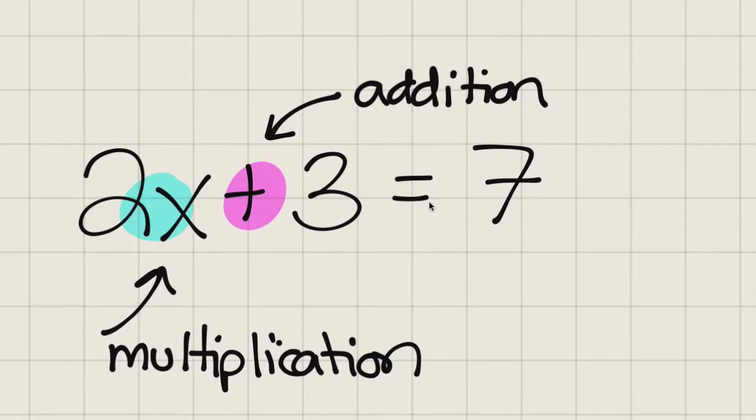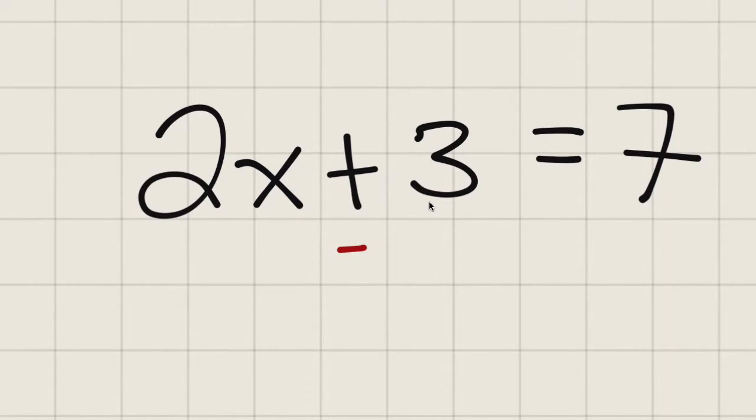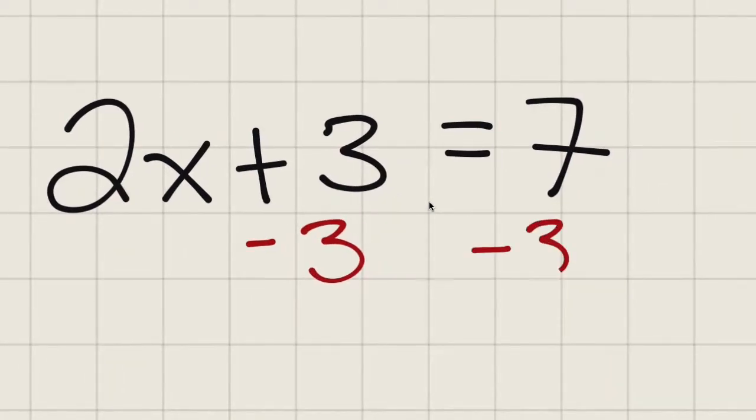So let's do it. I'm going to start by subtracting 3 from both sides. I'm going to rewrite it so that I can keep these notes right here. If you want to do the same, that's fine. 2x plus 3 equals 7. I am going to start by subtracting 3 from both sides. So subtract 3, subtract 3.